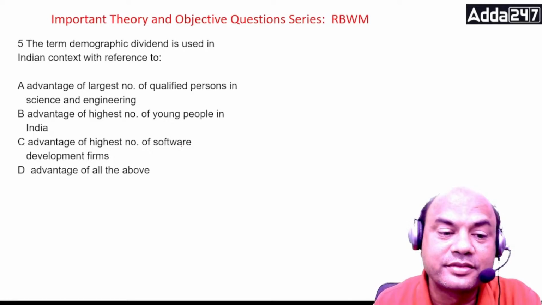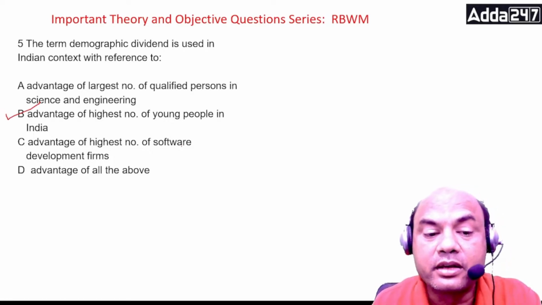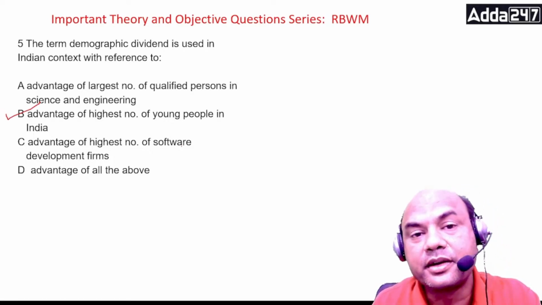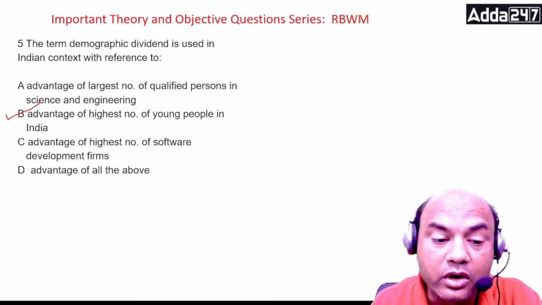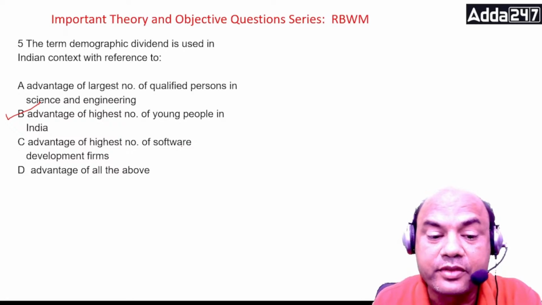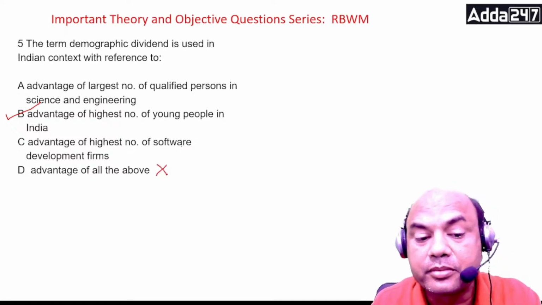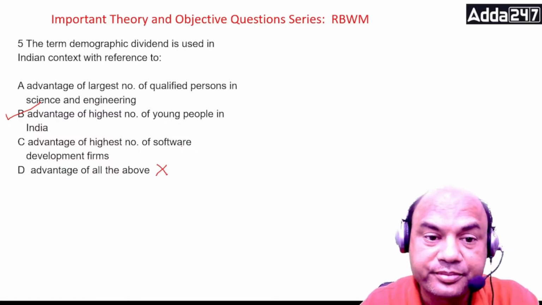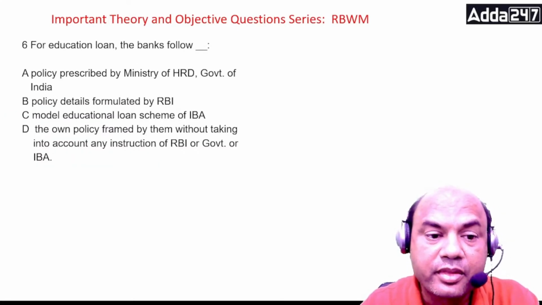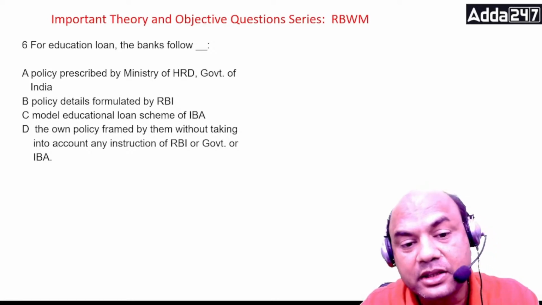It is B only. Highest number of young people in India. This is the main point. Okay, B only. Not all of the above. Generally, we have the habit of typing all of the above. But every time all of the above will not be the answer. Got it? Clear?